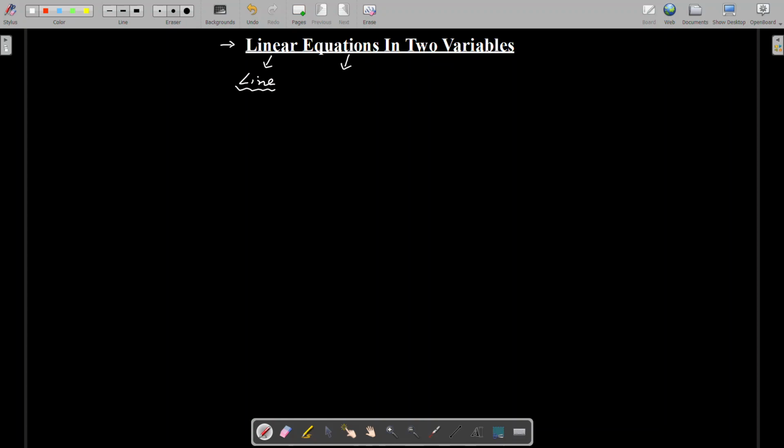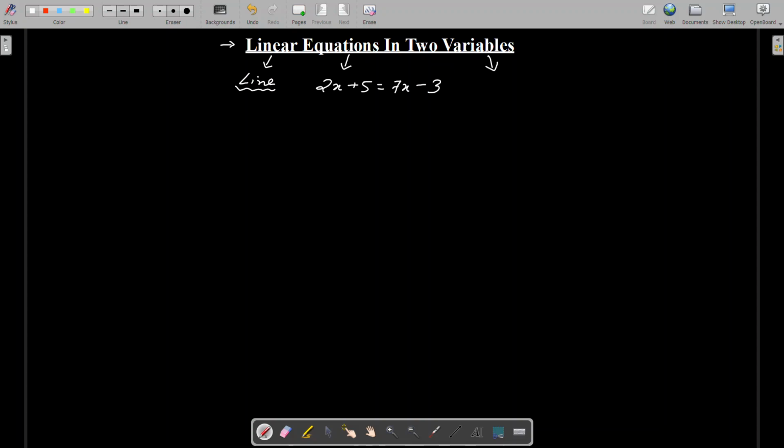The second part is an equation. We know that something which is written with the help of variables and constants and contains an equal to sign is basically an equation. For example, 2x plus 5 is equal to 7x minus 3 can be called an equation. And the next term is variables.